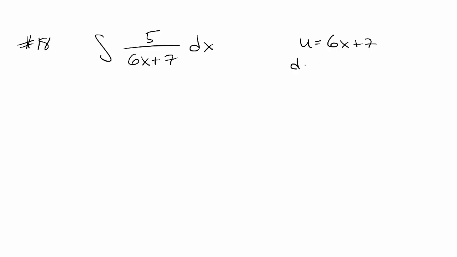Okay, so for 18, we have 5 over 6x plus 7 dx. And again, I'm going to use some u substitution. So when you have a quotient, you can try setting u equal to the denominator. So then the derivative du is going to be equal to 6 dx. All right, again, we're missing a 6, but we can fix that.